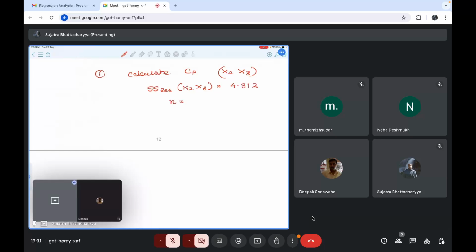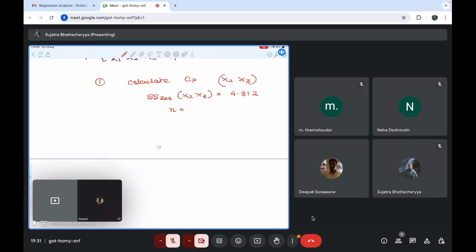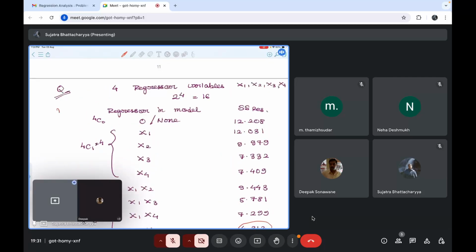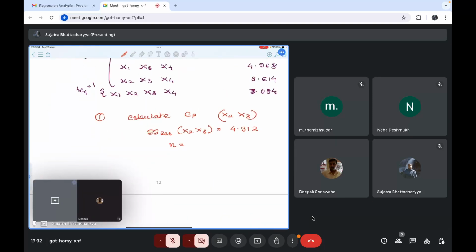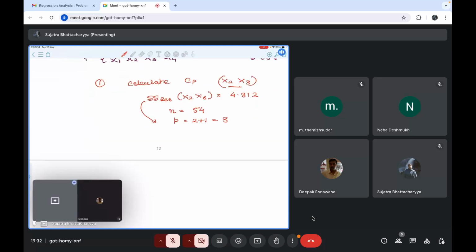What is N? I forgot to mention in this question, N is 54. There are 54 samples in the data, but that is not important here. So N is given to be 54. Fine. What about P? In this case, P is two regression variables, so 2 plus 1, so 3. Correct? P is the number of unknown parameters. So what we need to calculate is Cp for x2, x3.